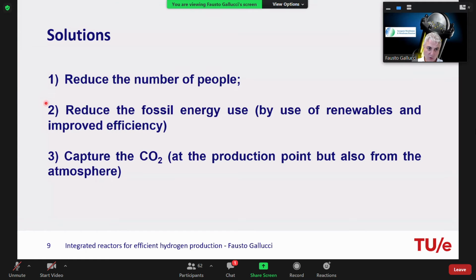Now, solution 2 and solution 3 are where we can do something. If we don't do anything here, obviously nature will do something on solution 1. So the long-term solution will be taken automatically if we don't do anything.